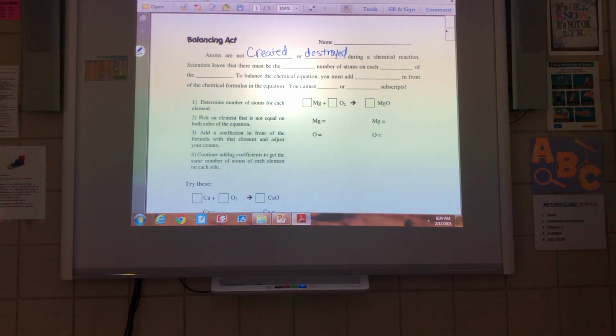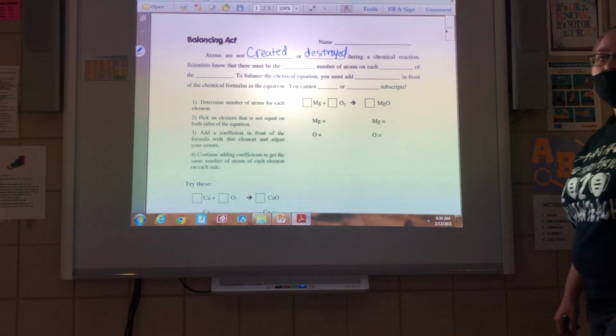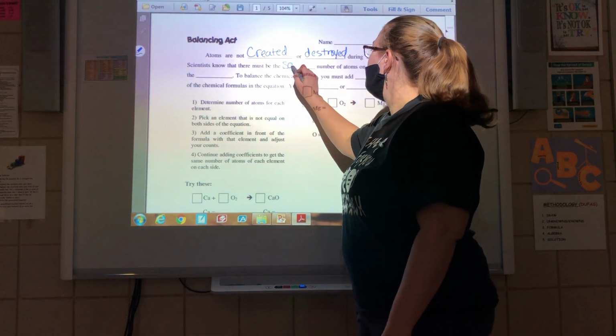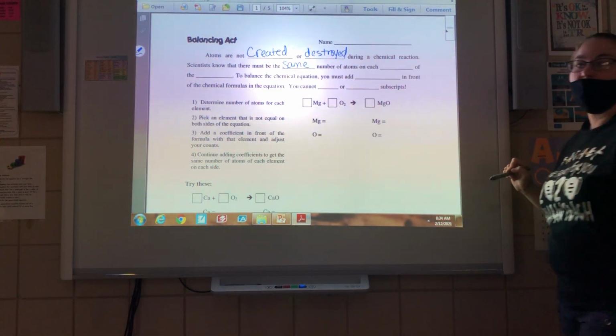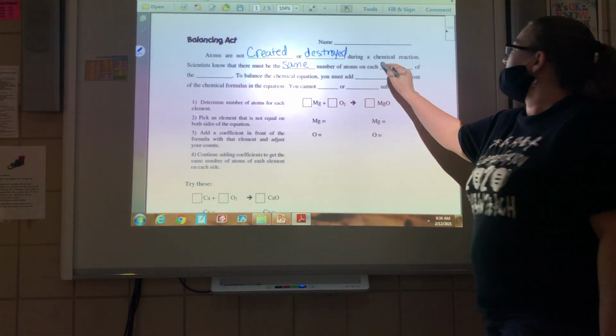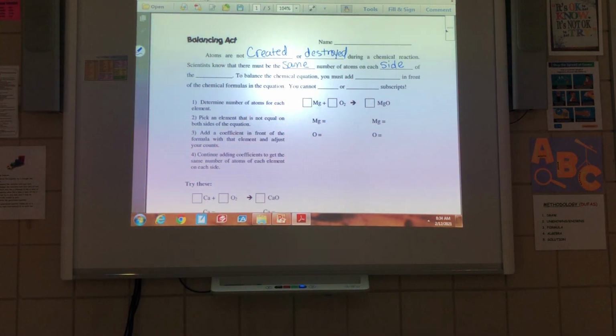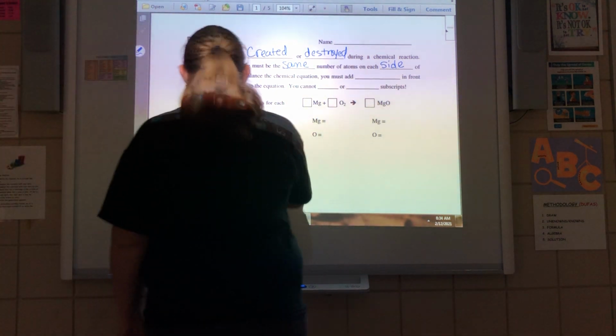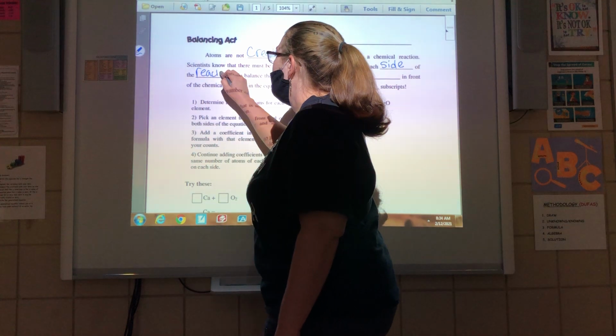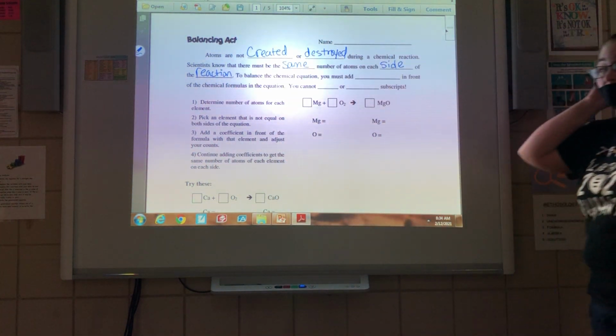What do y'all think? After looking at conservation of mass, what do y'all think? Same. There must be the same number of atoms on each side of the arrow. There's a few words we can put in here. On each side of the arrow, or the reaction. You can say chemical equation.